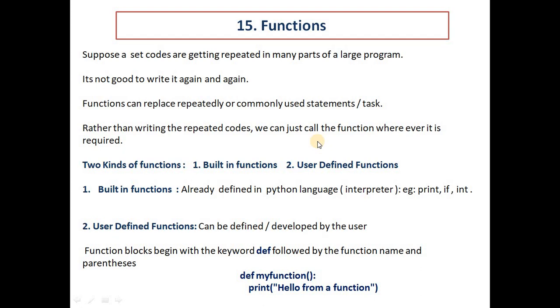So two kinds of functions are there. One is built-in functions and the other is user-defined functions. Built-in functions means those which are already defined inside Python. As an example, the statements we use, print, int, list, str, all those things are defined inside Python itself. We can call them built-in functions, already defined functions in the Python language.